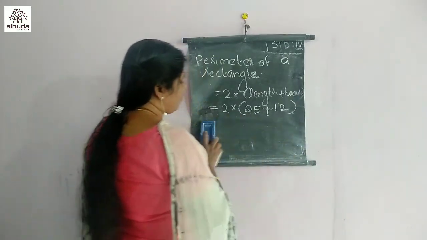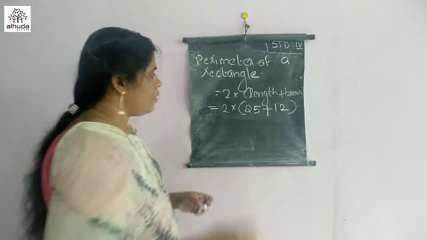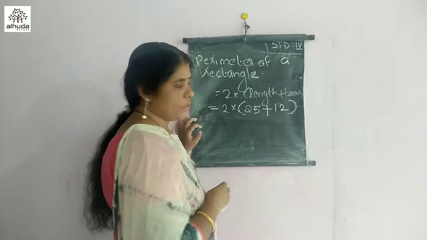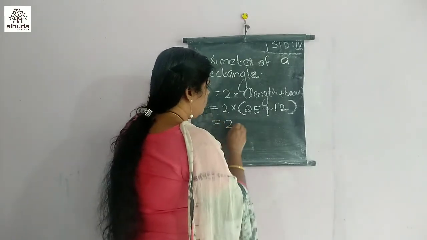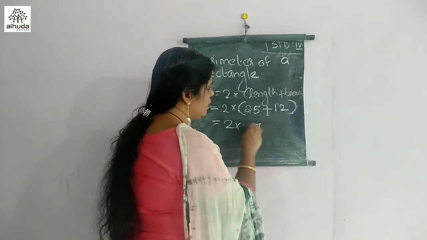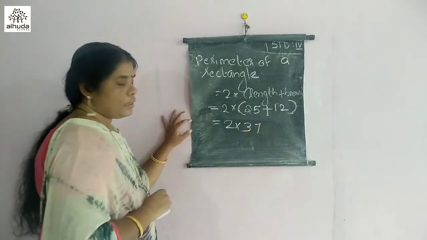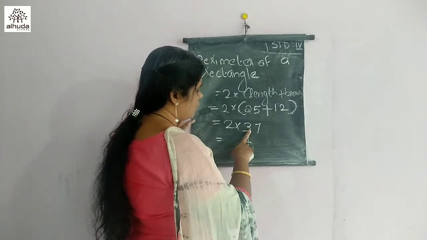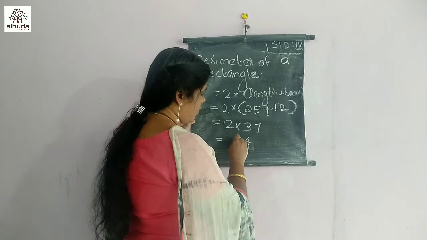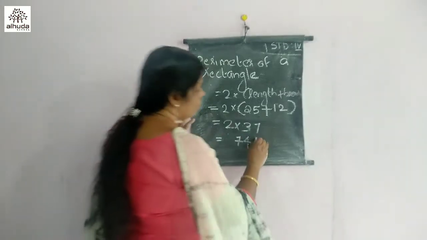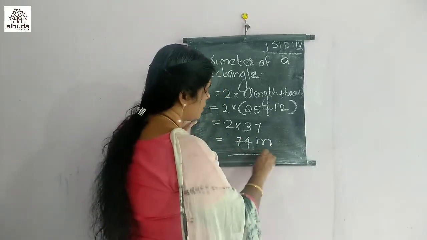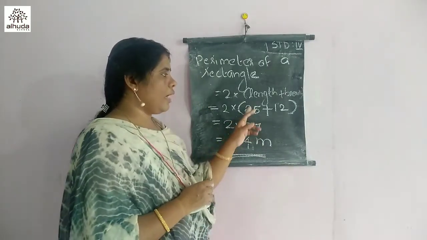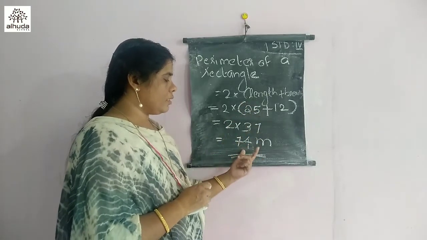First you will add, then multiply. The bracket is here, so you should first do the operation in the bracket. Addition is there. So 2 into (25 plus 12), 37. Then multiply. 2 7s are 14, 2 3s are 6 plus 1, 7. So 74 meter. 74 meter is the perimeter of that rectangle. Using this formula, we find this answer.